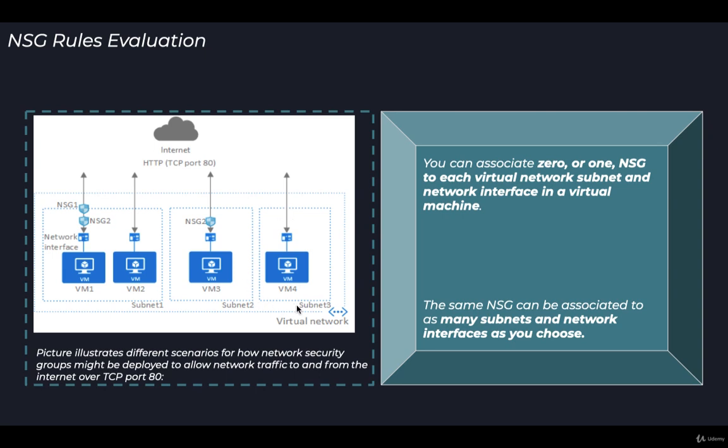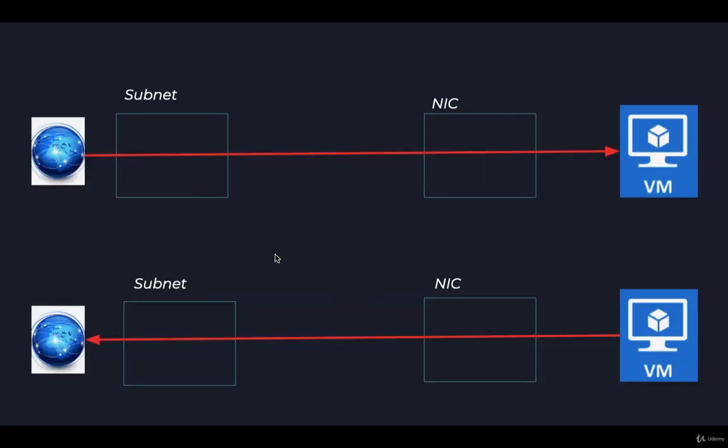So this is it, friends. Hope now you have clarity on how the traffic is passed. But if there is outbound traffic, let's say from a VM to the internet, in that case it will be evaluated at the NIC level first, and then it will go to the subnet level. It will be vice versa, like we discussed in this particular slide.